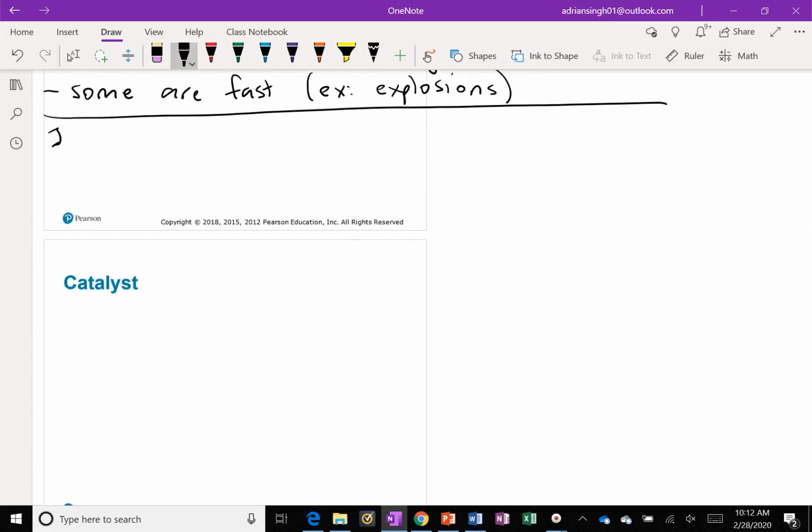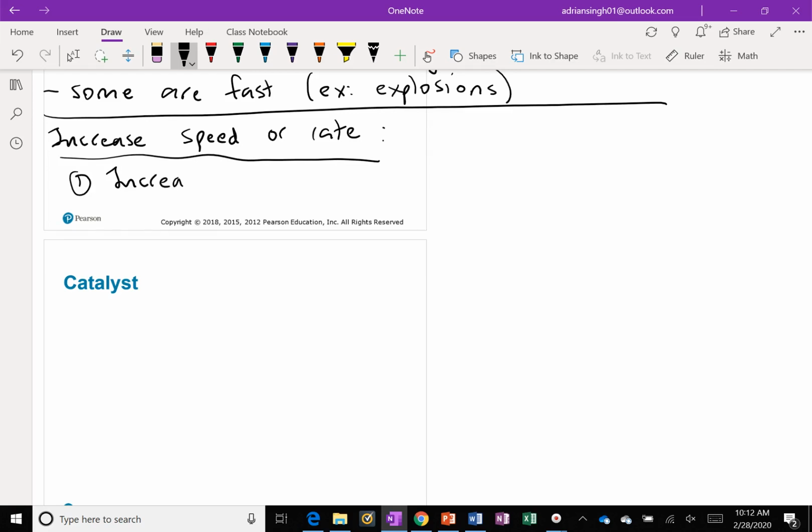Well, we can increase the speed or the rate a couple different ways. We can increase the amount of the reactants, so you have more things reacting, or more of the substances in the vicinity of each other. That means the collisions are going to happen more frequently. And if the collisions happen more frequently, then the reaction is going to happen faster.